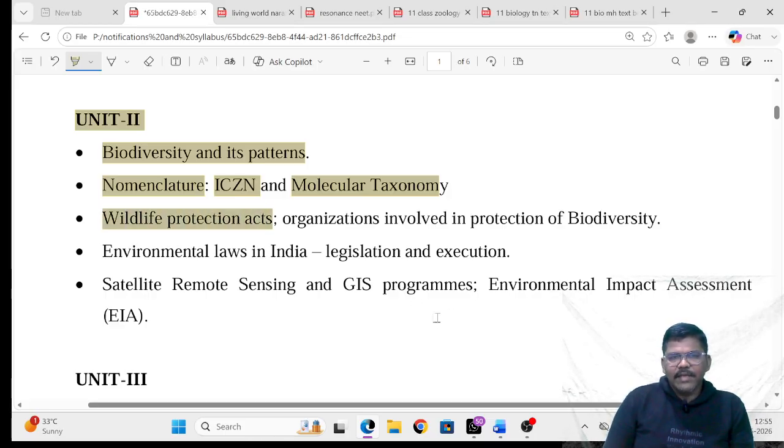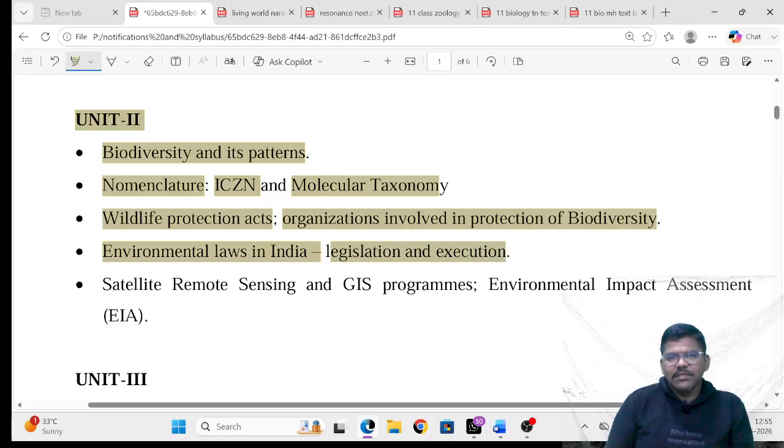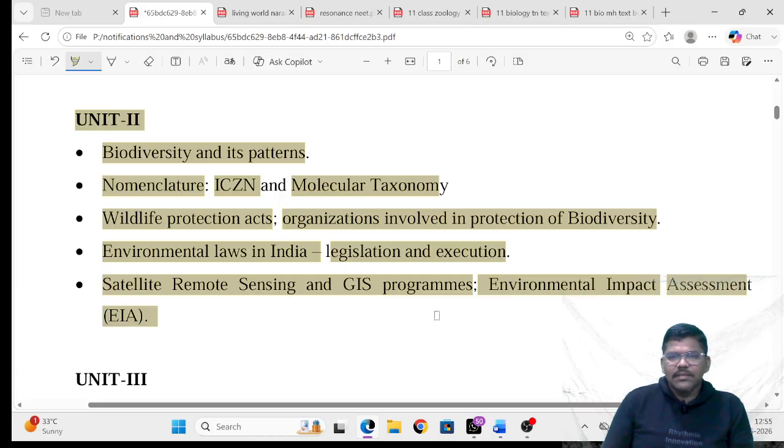Wildlife Protection Acts, organizations involved in protection of biodiversity, environmental laws in India, legislation and executions also need to be read. Satellite remote sensing and GIS programs need to be read. Environmental impact assessment also needs to be read. It is related to ecology.